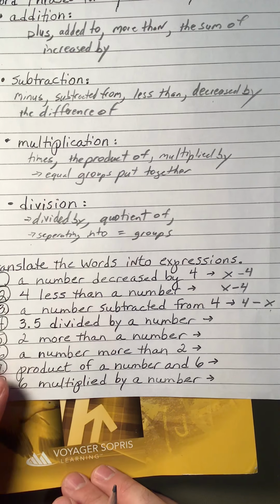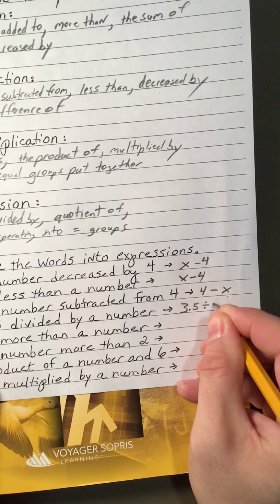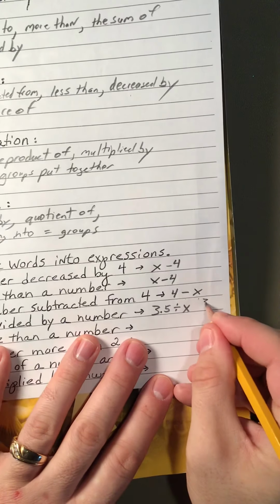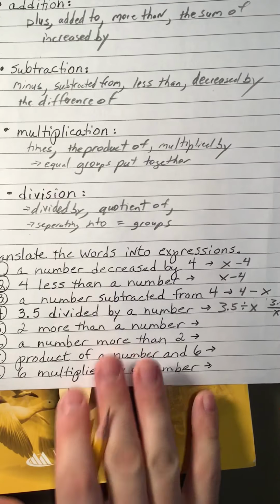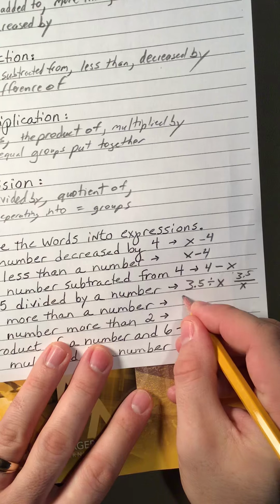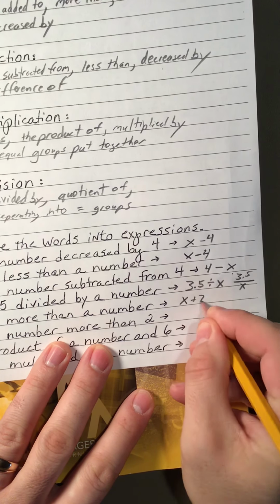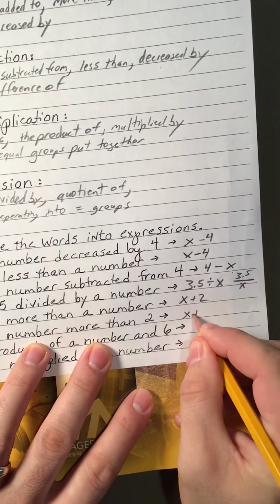3.5 divided by a number. We could also write that as a fraction if you wish. 2 more than a number. So here's my number, plus 2. A number more than 2. The order would not matter for those because the order you add doesn't matter.